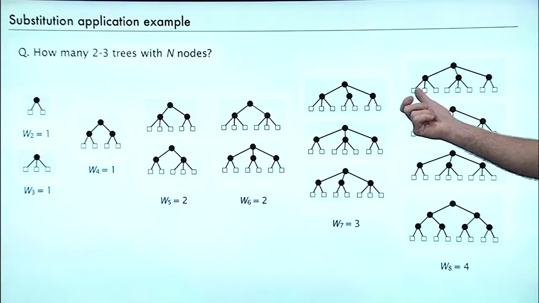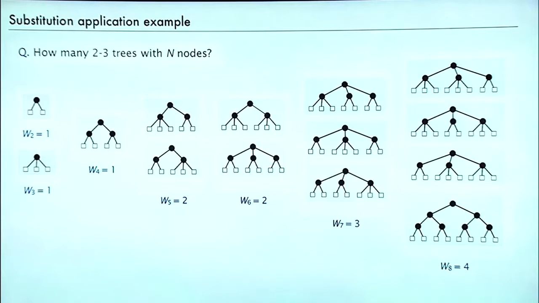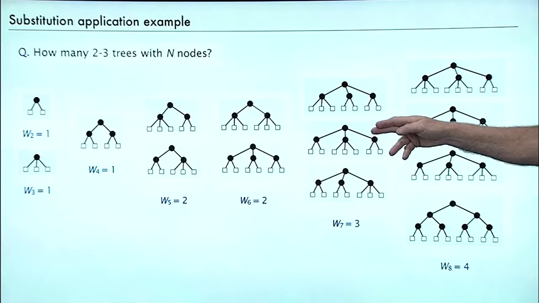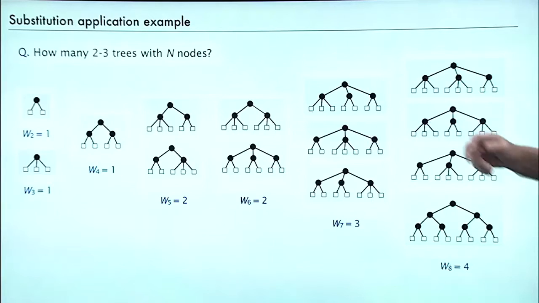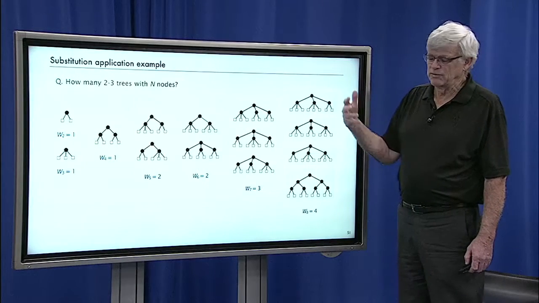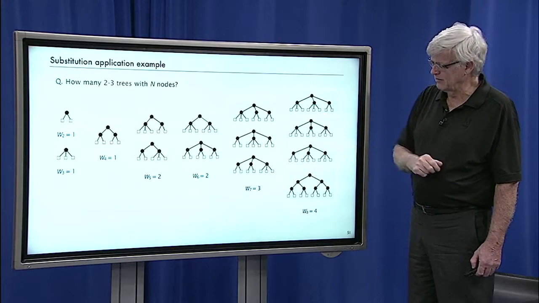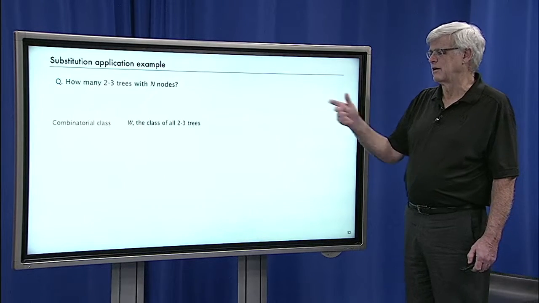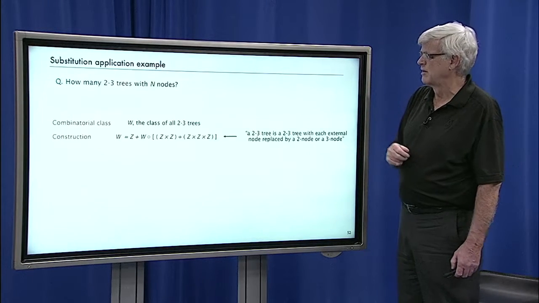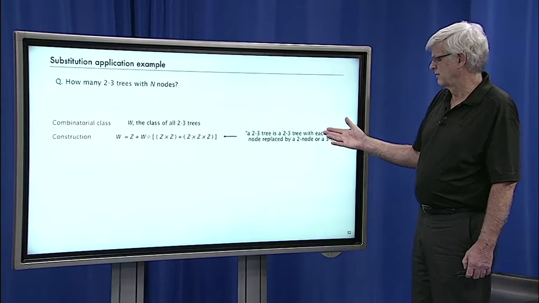It's got to be a 2 node and a 3 node, and the 3 node can be either on the left or the right. There are also 2 with 6 external nodes. You could have 2 3s, or you could have 3 2s, and so forth. So how many 2-3 trees are there with n nodes? And with the substitution operation, it's easy to write down a generating function equation for these types of trees.